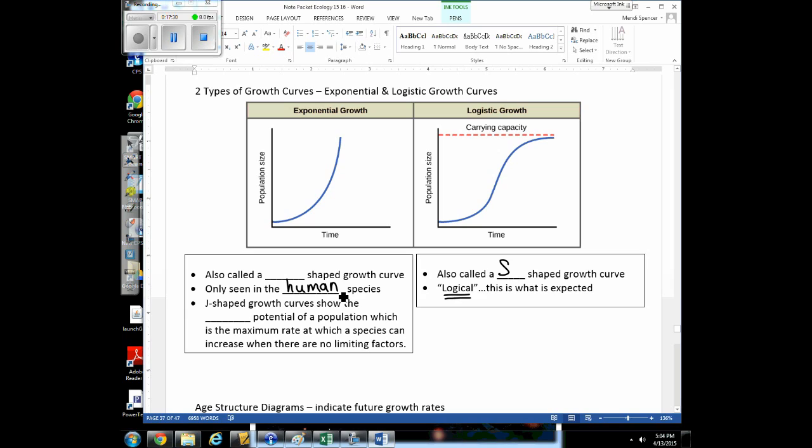This growth curve is called an exponential growth curve because we haven't reached a carrying capacity. It can also be called a J-shaped growth curve. When we look at exponential growth curves, what we're actually looking at is what's called biotic potential. The biotic potential of a population is the maximum rate that the species can increase when there's no limiting factor. This is the rate of increase when there's plenty of food, plenty of space, no predation, and no disease.